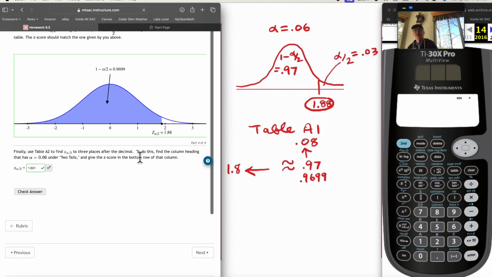Okay, and that's it. And I think that's all we're going to do for that section. Again, this was 6.3.